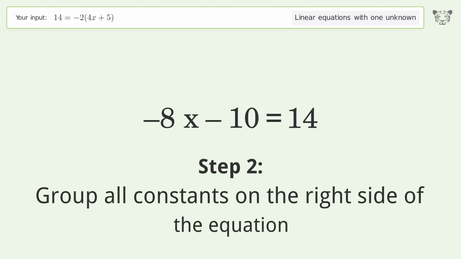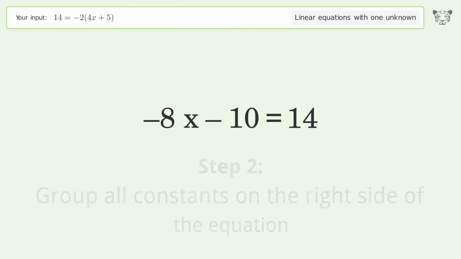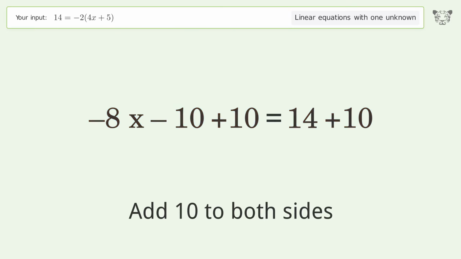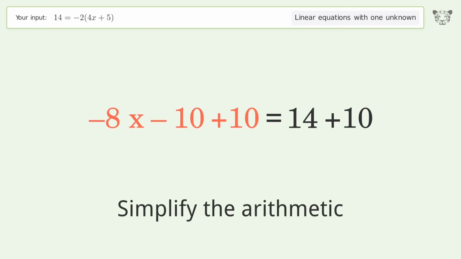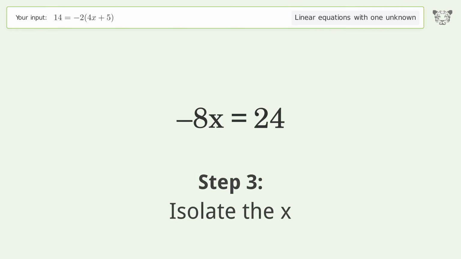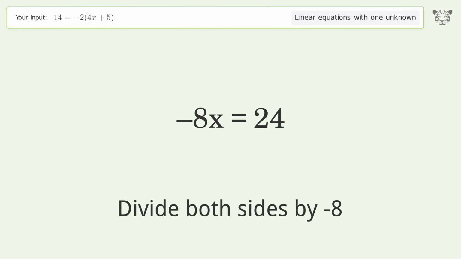Group all constants on the right side of the equation. Add 10 to both sides. Simplify the arithmetic. Isolate the x. Divide both sides by -8.